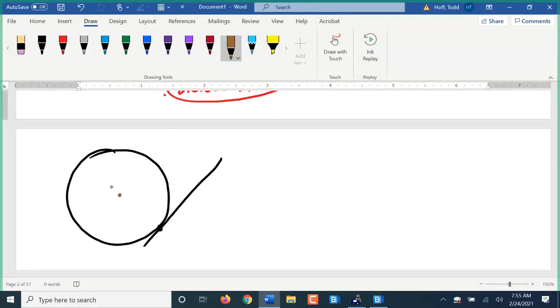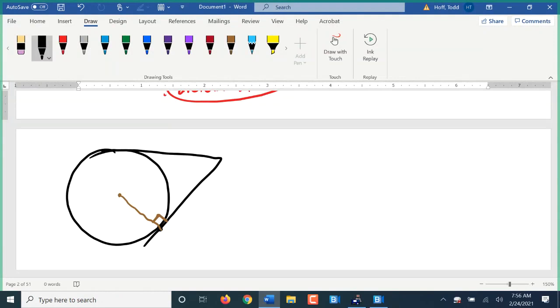Well, if I have a radius of the circle that hits the circle at that same point of tangency, that radius and that tangent have to be perpendicular. They have to form a right angle. This is huge when we combine it with this next piece.